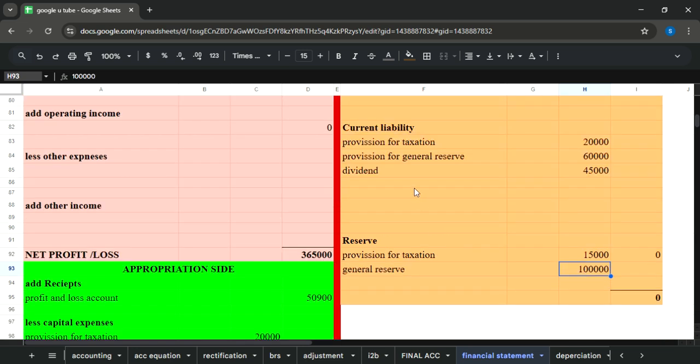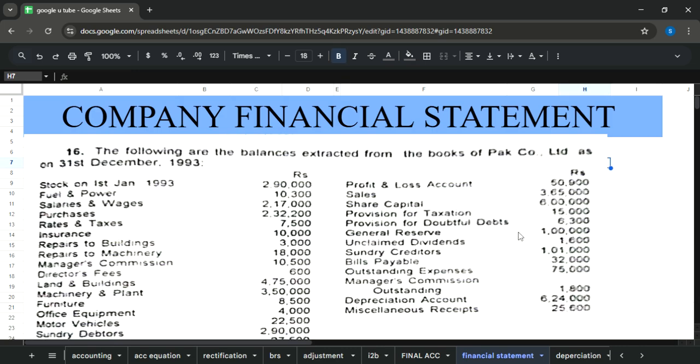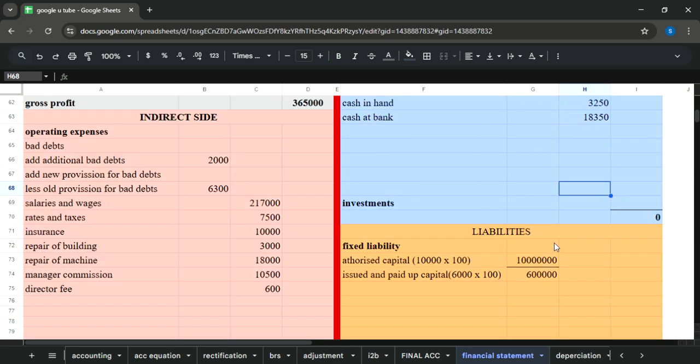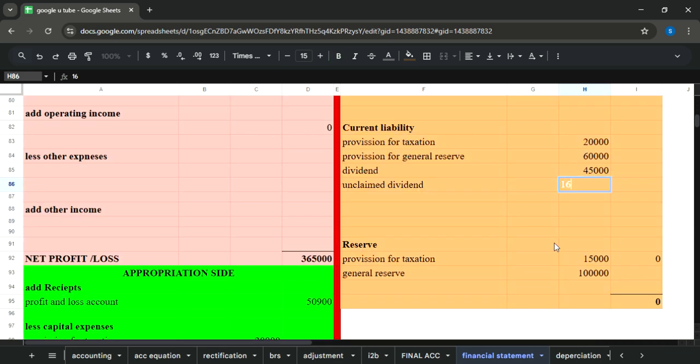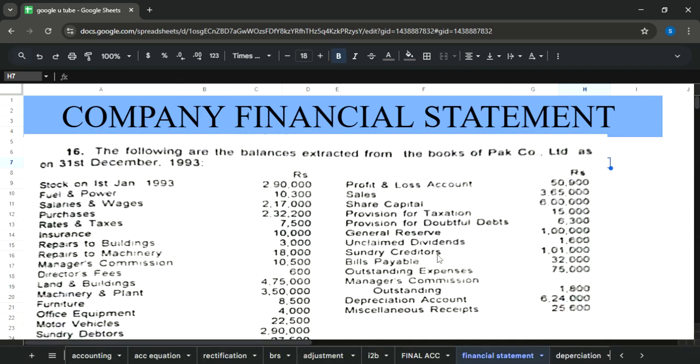In current liability, unclaimed dividend would be mentioned. The amount of unclaimed dividends is 1600. I hope this is the correct amount because the picture is a little blurry. So in the current liability side, we have mentioned unclaimed dividend 1600. After that, we have sundry creditors.